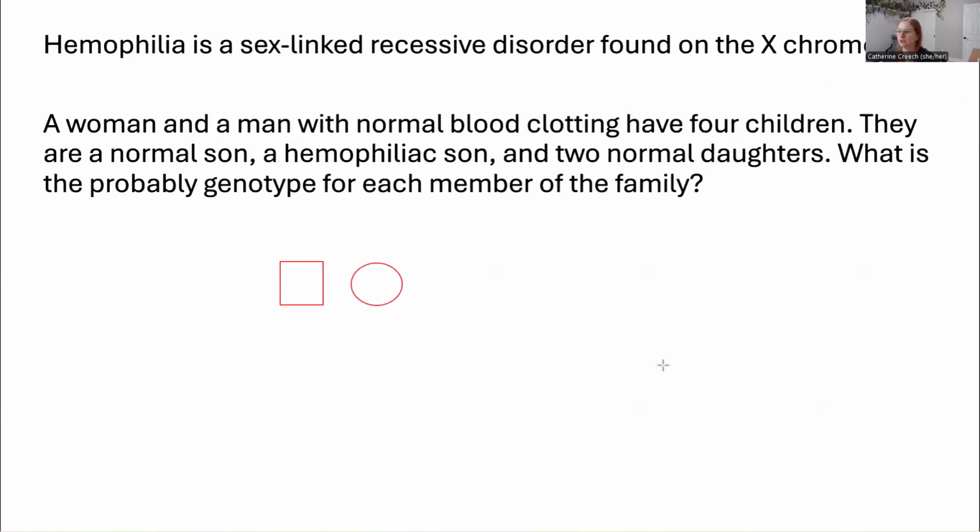They have 4 children. They're going to be a normal son. Here's child number 1. A hemophiliac son. Here's child number 2. And 2 normal daughters. Here's daughter number 1, and here's daughter number 2. Now I'm going to draw in my lines so we can remember this is a pedigree. So those 2 people had these 4 children.